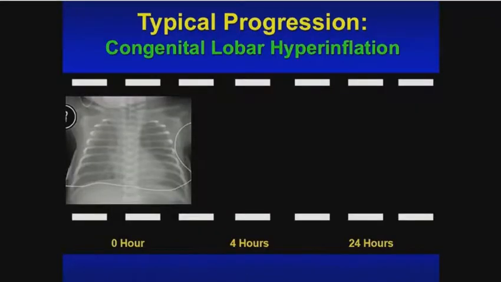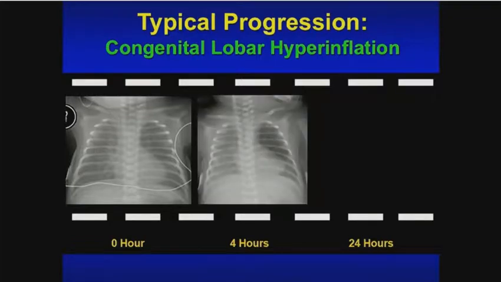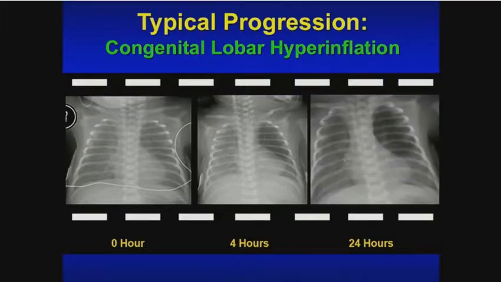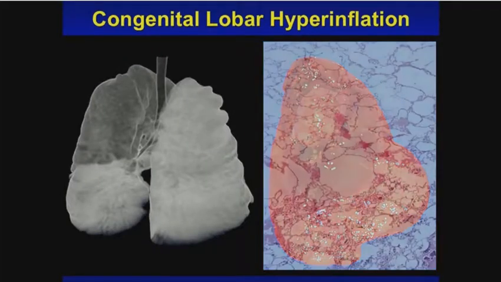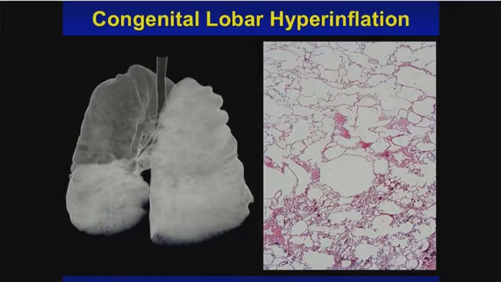It has a very typical imaging progression. Babies are usually born, and sometimes you may not see any findings, and the patient may not be symptomatic. But as time goes by, as you can see here, at 4 hours you see subtle lucency in the typical location, which is the left upper lobe. Now, 24 hours after birth, patients are very symptomatic. And CT nicely demonstrates air trapping and hyperinflation located in the left upper lobe. And on pathology, as you can see, there is alveolar distension with overinflation, consistent with congenital lobar hyperinflation.